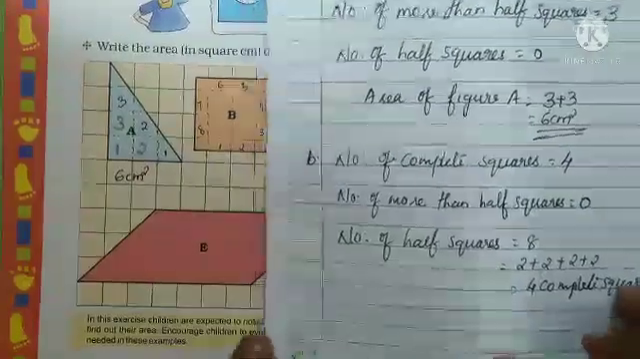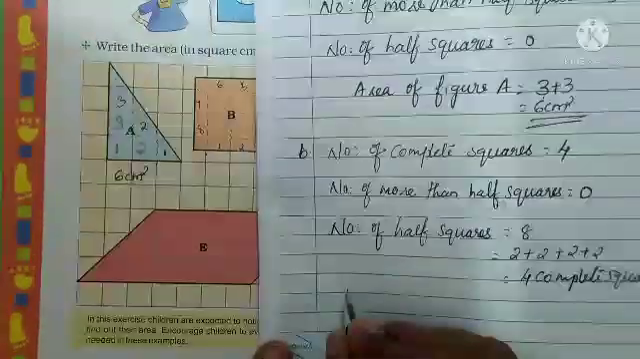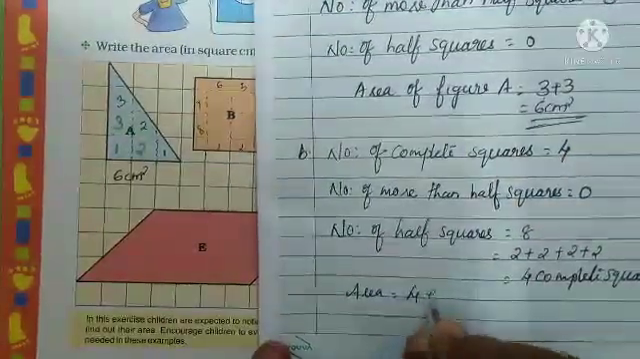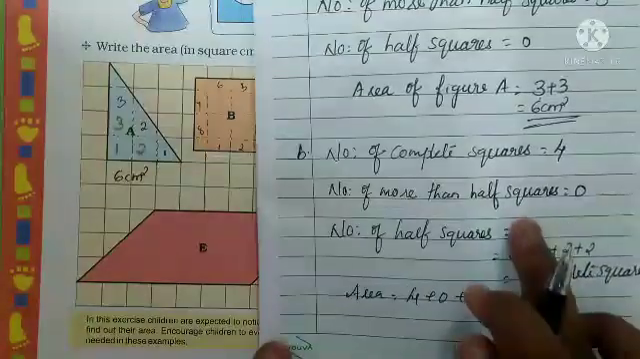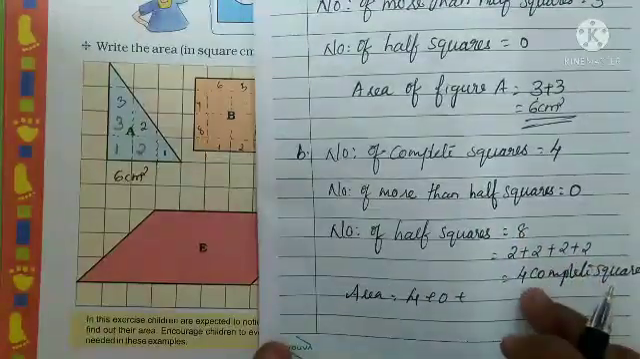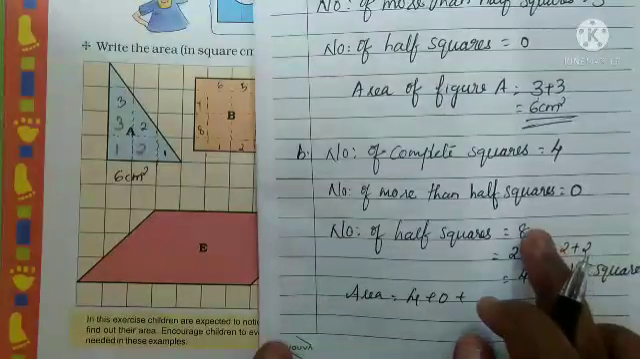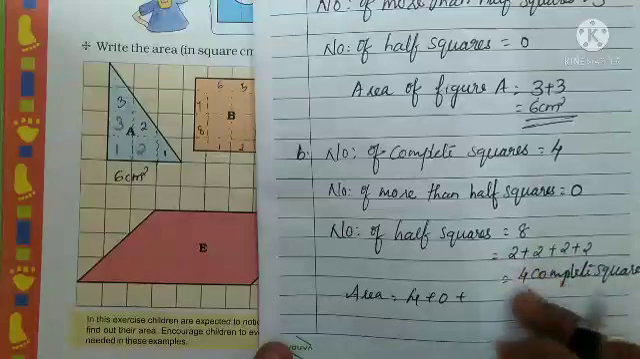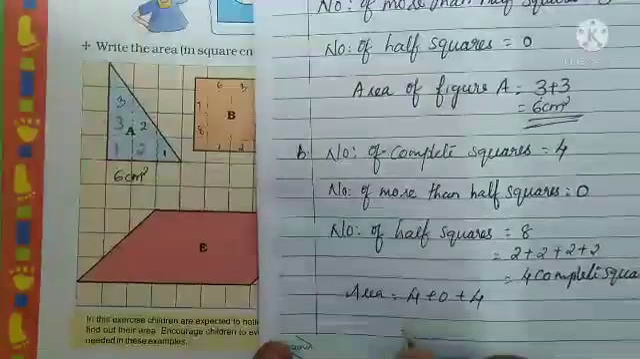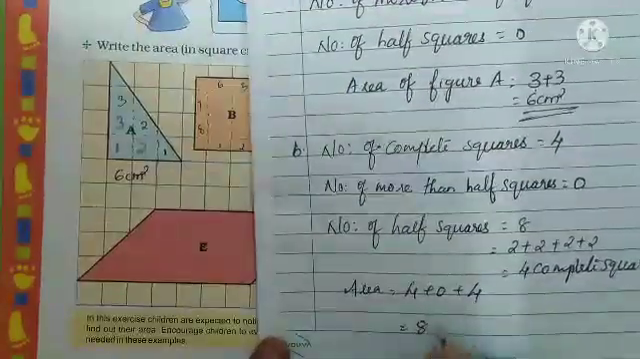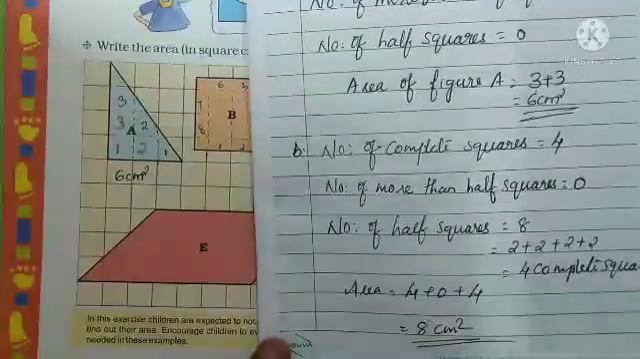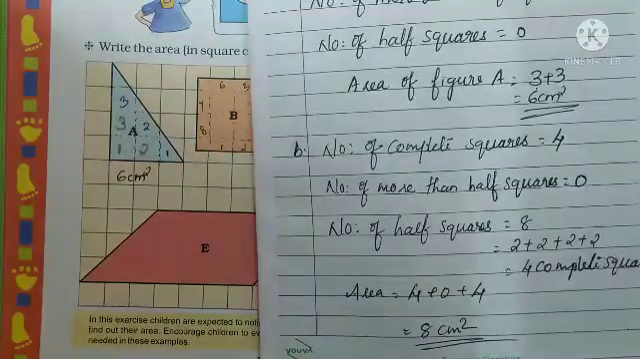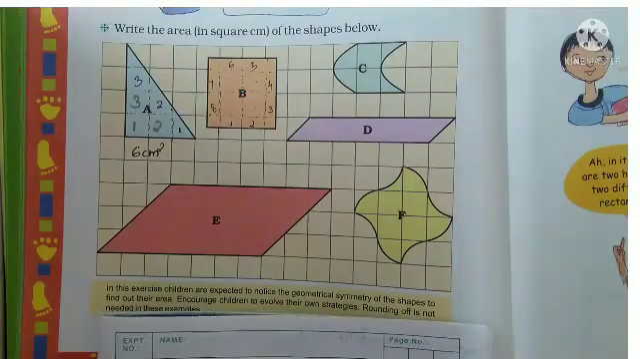So what is the next step? We need to find out the area. Area is equal to the total of this: 4 plus... here we have to take 8 or 4? Yes, here we have to take 4, because 8 is the half squares number, but here we need the complete squares number, that is 4. So the total is 4 plus 4, 8 centimeter square. This is the area of the second figure. Understand all of you?